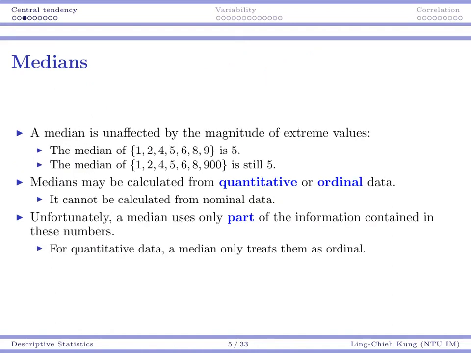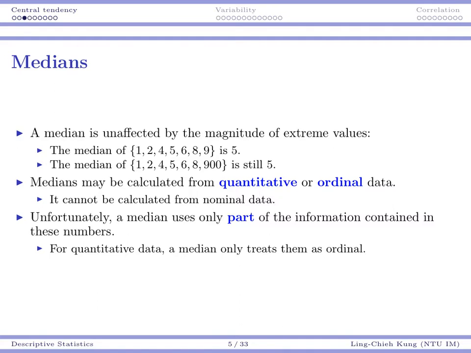The median has a property that it is unaffected by the magnitude of extreme values. Like if I have 7 numbers here, the median is 5. If the largest number becomes even larger, then the median is still 5. That implies medians can be calculated from a set of quantitative data or ordinal data, because as long as the data set is ordinal, we may rank all the values and then find the middle value. But if that's a nominal data set, then we cannot calculate the median.